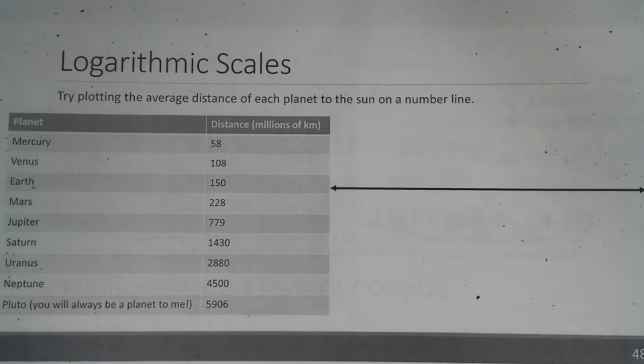So we have Mercury, Venus, Earth, Mars, Jupiter, Saturn, Uranus, Neptune, and Pluto will always be a planet to me. I don't care what the scientists say. Pluto is a planet. Okay, I actually do care what the scientists say, but in my heart, Pluto is a planet.